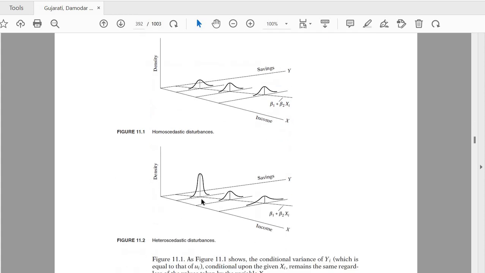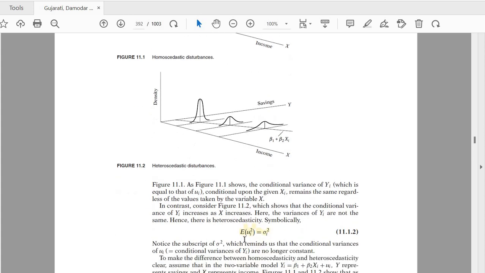Whereas in the next one, you can see that the peaks are different for all the xi, for all the variances of ui corresponding to different values of xi. So the highest peak shows the lowest variance and the flattest peak shows the highest variance. So variability of the variances of ui is there in this figure.